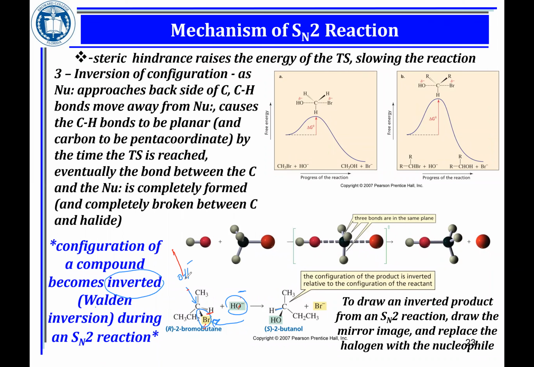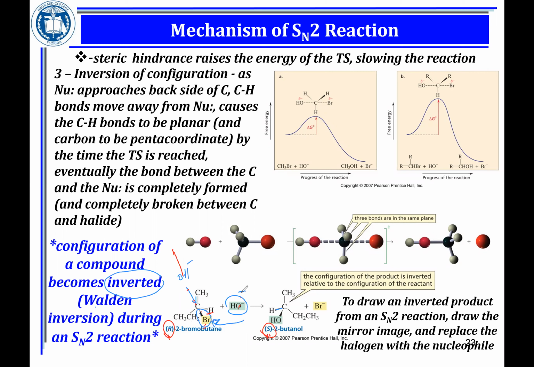And if it's coming from the opposite side, it's going to bond from the opposite side. It's not going to attack from the opposite side and then bond from the other side. It doesn't make sense, right? So because the heavy group or the high priority group is now changing position to the exact opposite side, if you start with R, you end up with S. So in SN2 reactions, you will get configuration inverted. If you start with R, you go to S.